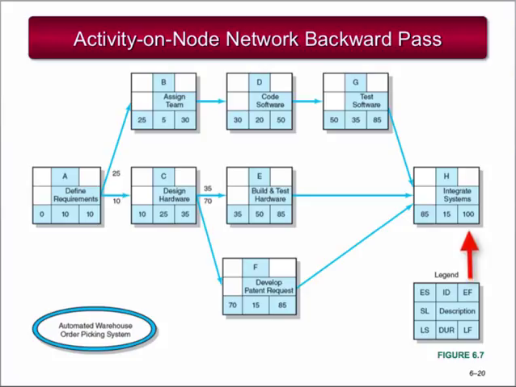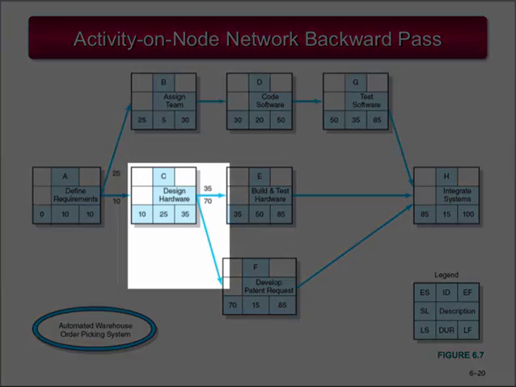Begin with Activity H and a late finish of 100 days. The late start for Activity H is 85 days. Late finish is 100, the duration is 15, therefore the late start is 85. The late start for Activity H becomes the late finish for activities E, F, and G. Moving backward on the network, the late starts for E, F, and G are shown in their respective cells. The late start for Activity E is 35. The late start for Activity F is 70. And the late start for Activity G is 50.